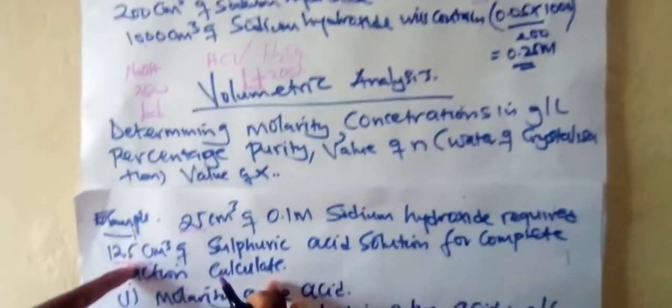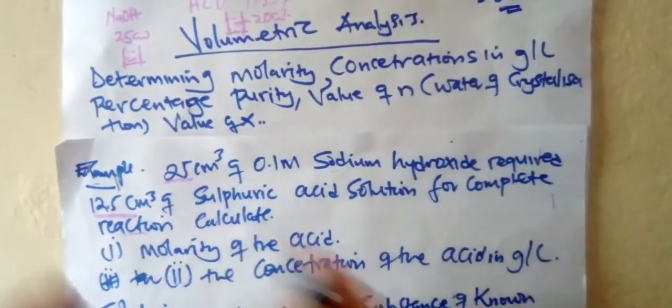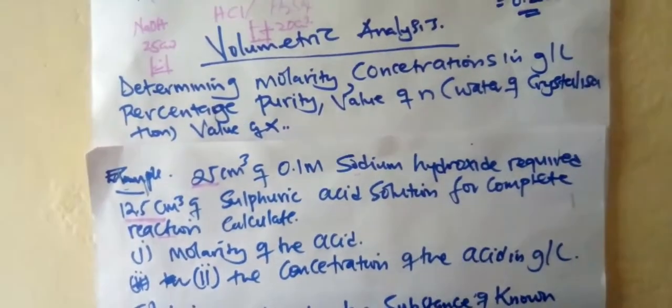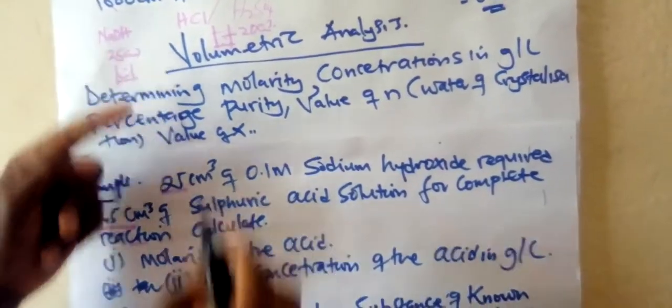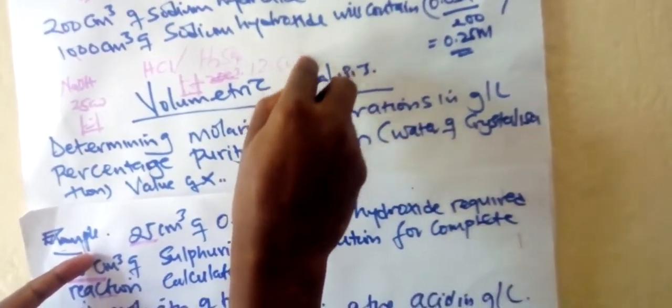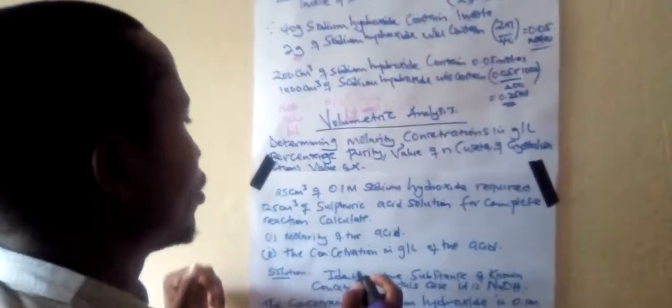Now they are saying you have volumes of different substances. When they react, on complete neutralization, if I use 25 cm³ of sodium hydroxide, for sulfuric acid it requires 12.5 centimeters cubed. Then they ask you what is the molarity. Now, let us look at this question.